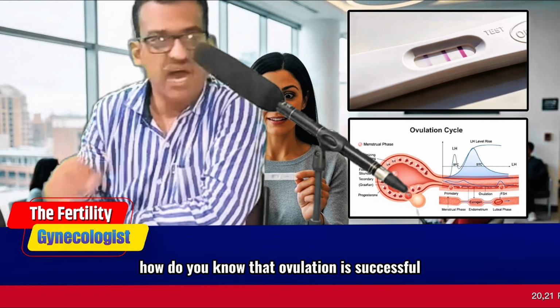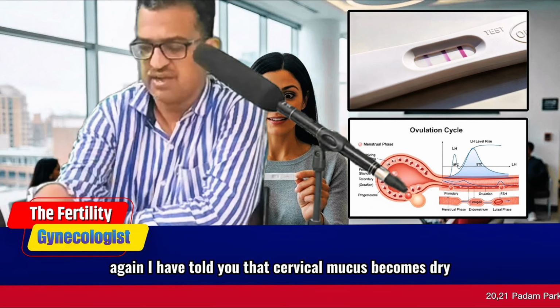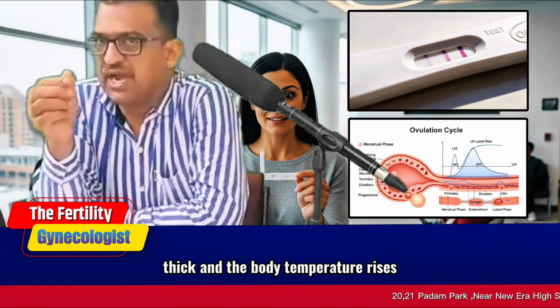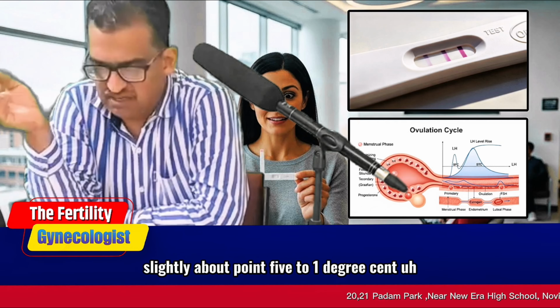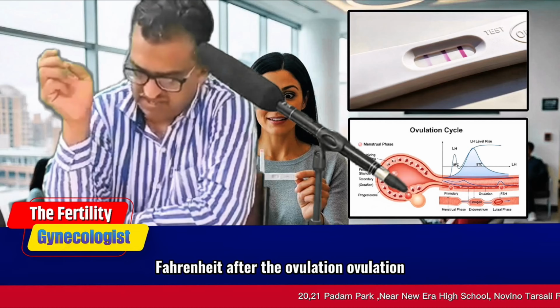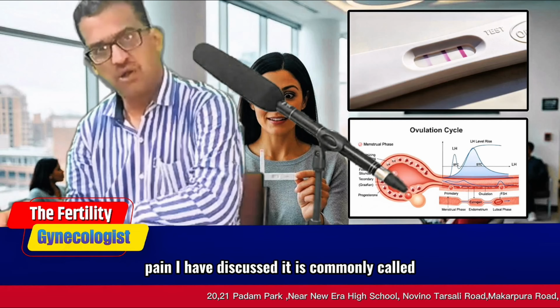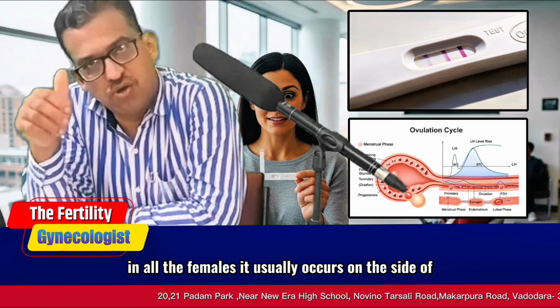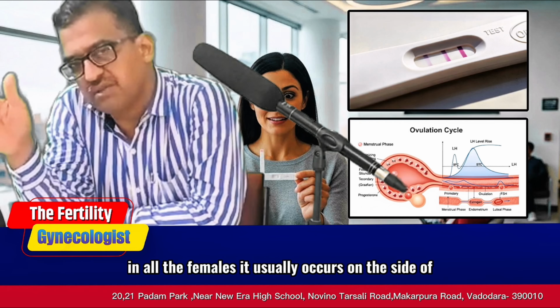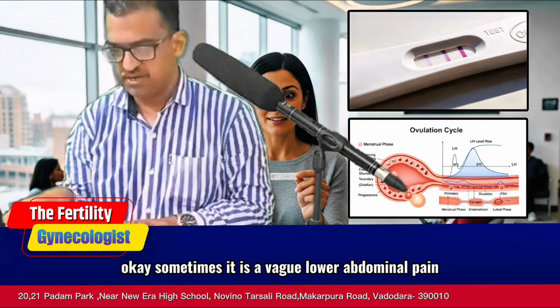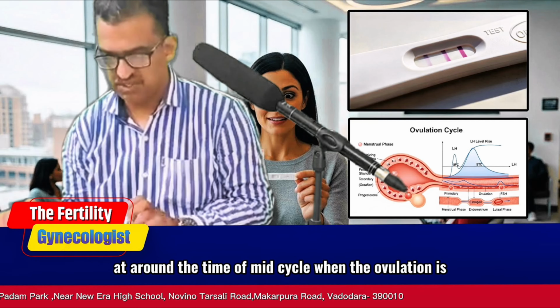How do you know that ovulation is successful? Again, I have told you that cervical mucus becomes dry and thick, and the body temperature rises slightly, about 0.5 to 1 degree Fahrenheit after ovulation. Ovulation pain, I have discussed, is commonly called mittelschmerz. It does not occur in all females. It usually occurs on the side on which the ovulation occurs. Okay, sometimes it is a vague lower abdominal pain around mid-cycle when the ovulation is about to occur.